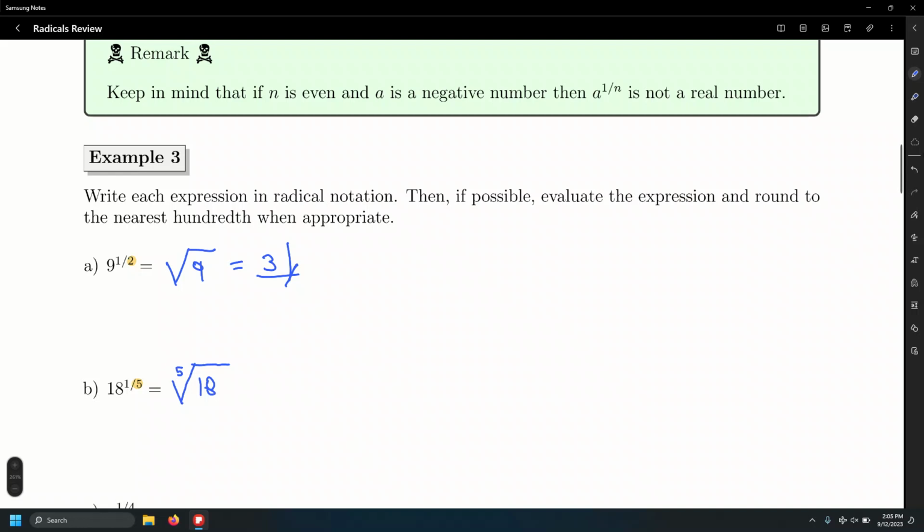Now, in this case, there's no integer I can think of that if we raise it to the fifth power gives us 18. So in this case, we're going to round it to the nearest hundredth, as appropriate.